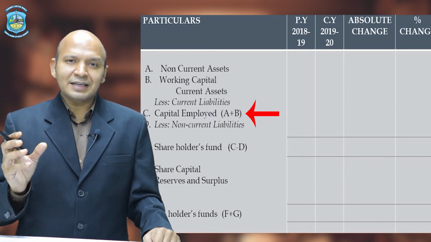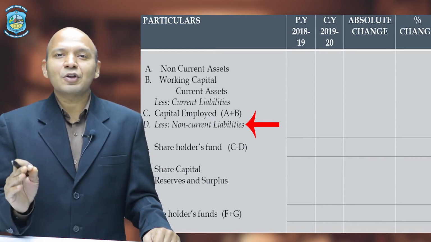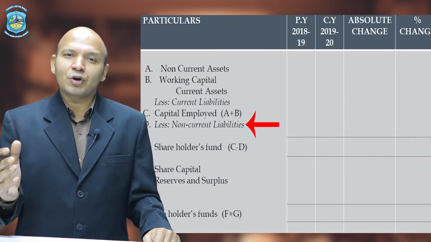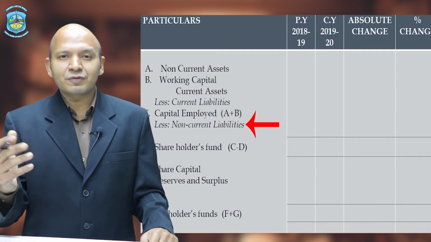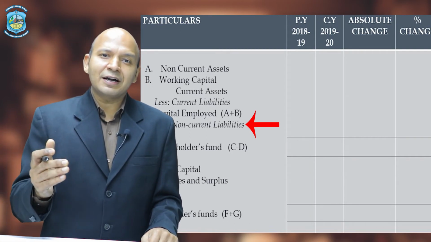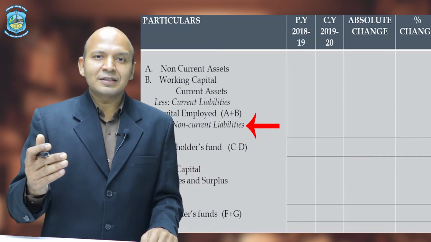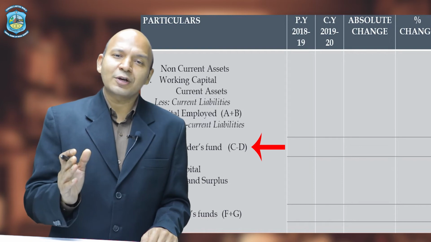Once we get C, from C we need to deduct D point, that is long-term liabilities. Long-term liabilities include debentures, long-term loans, loans from financial institutions, etc. And when we deduct D from C, the balance amount is termed as E point, that is shareholders fund.